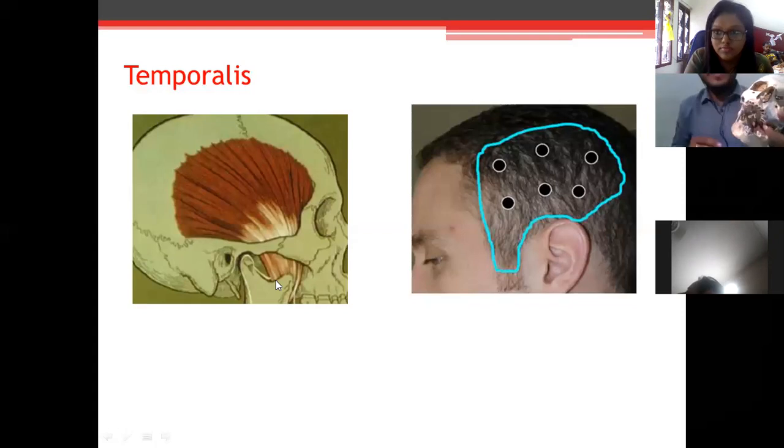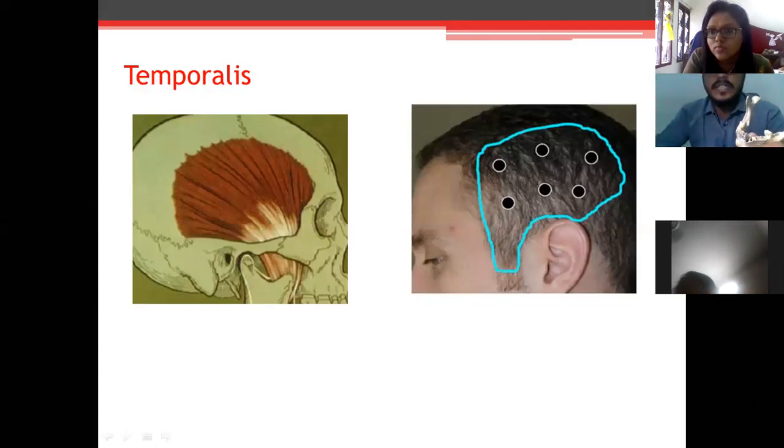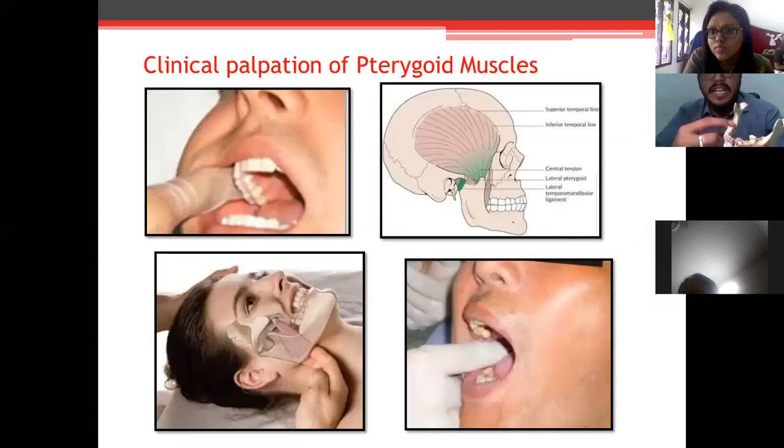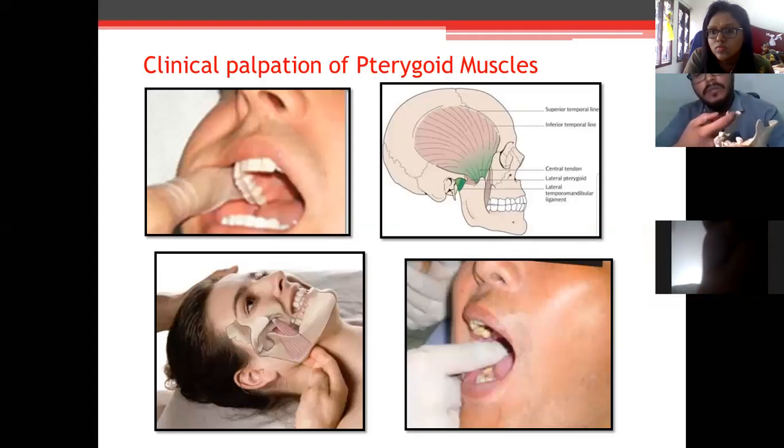Can you see here? In the initial stage, you ask the patient to open a little bit wider, and you just trace the anterior border of the ramus of the mandible. Once you reach here, if you move laterally, you can get the temporalis, and you can go medially and push inferiorly, not outward, push inferiorly, because the muscle goes like this. If you go inside, ask the patient to close the mouth.